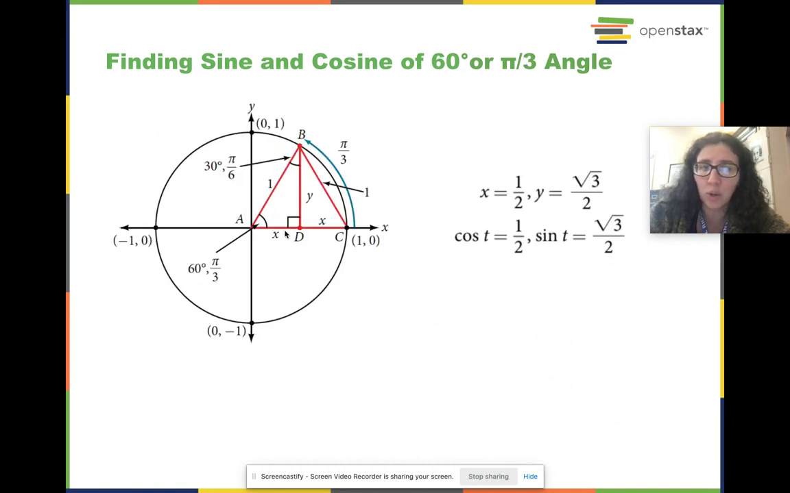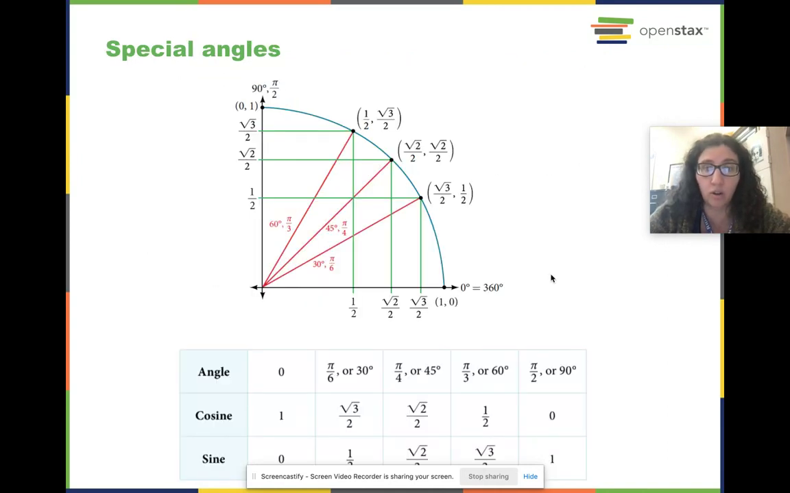Well, now that's just switched. This is the short side, this is 1/2, and this is square root of 3 over 2. We don't have to rederive anything, right? We've just turned that triangle up. So maybe go back and think about that for a minute if that doesn't make sense to you. But the cosine, this short side, is 1/2. The sine, the y value, is square root of 3 over 2. That's our third special angle. Said we're going to do 3. That's our third.